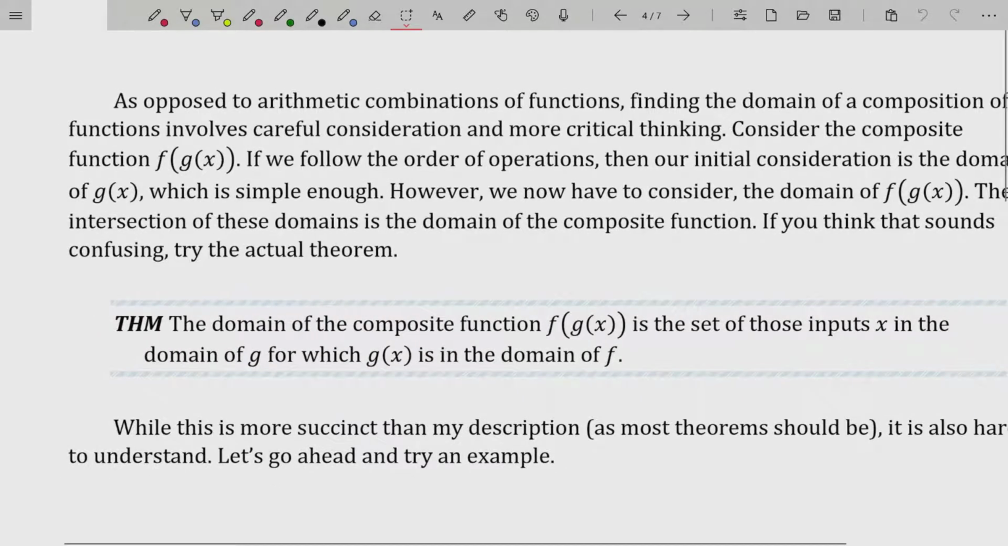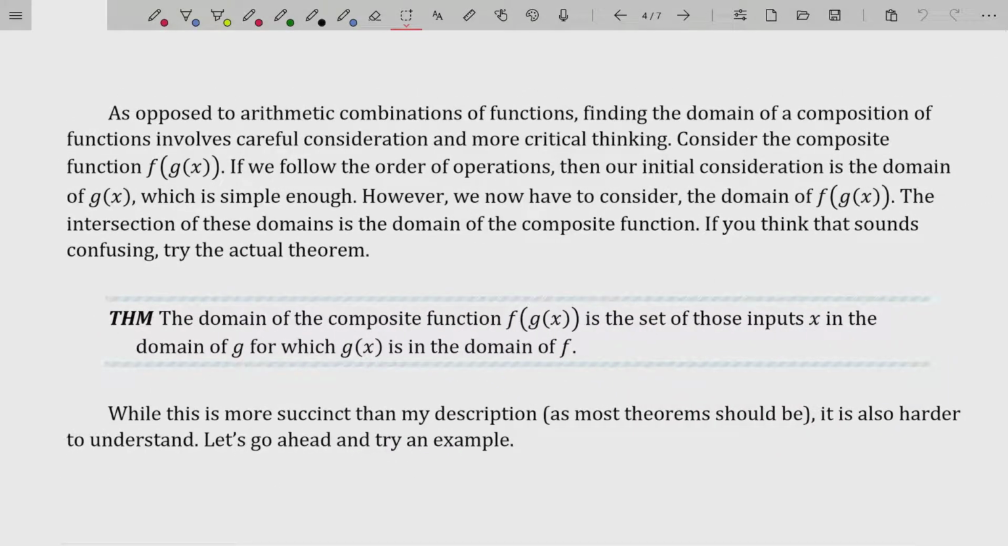Consider the composite function f of g of x. If we follow the order of operations, which is critical to our success in mathematics, then our initial consideration is the domain of g of x. Technically the initial consideration is x, but really you step outside of those internal parentheses to the next set and look at that domain. Usually that's pretty simple. But then you have to consider the more complex question of what's the domain of f of g of x.